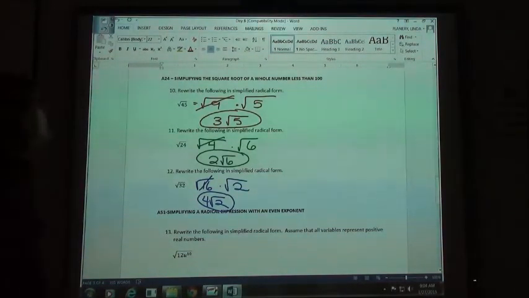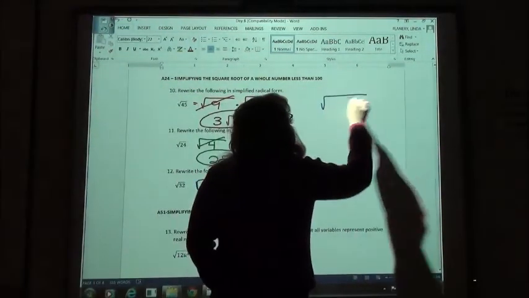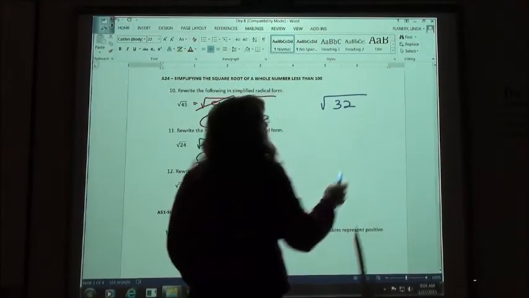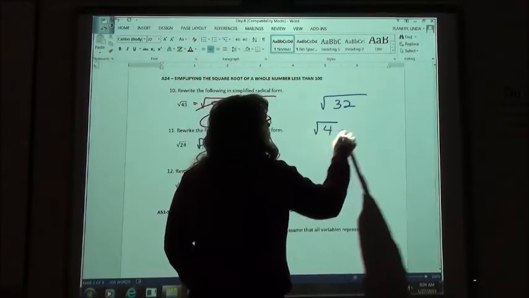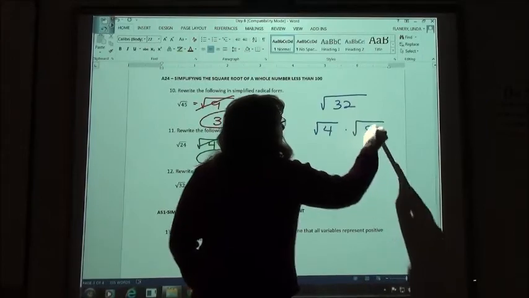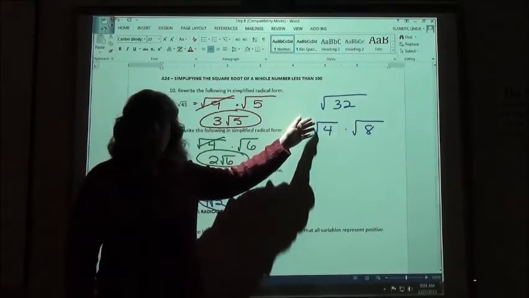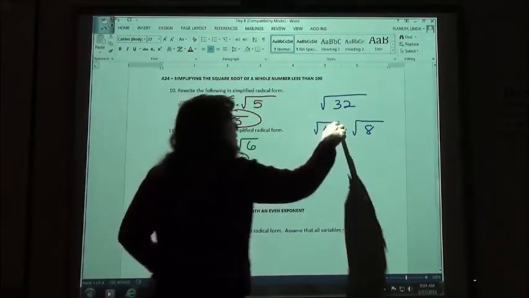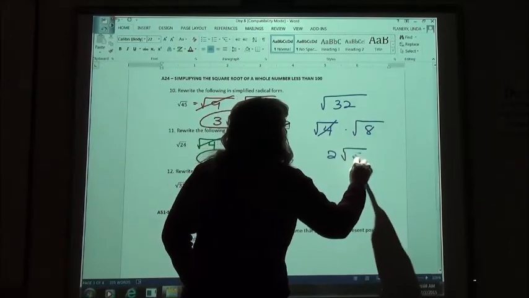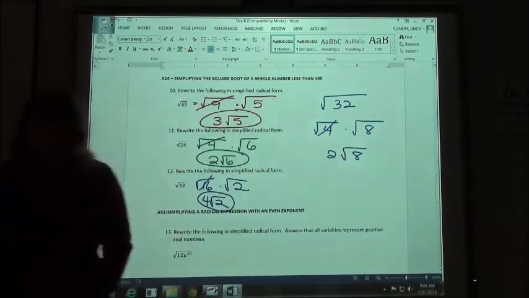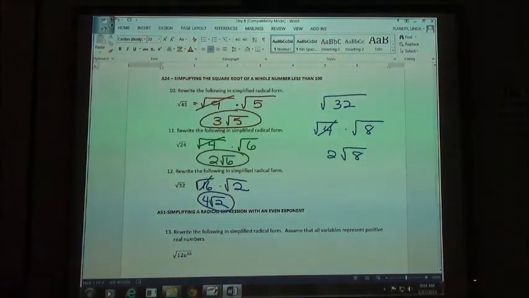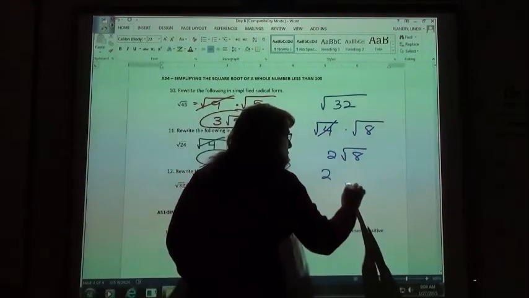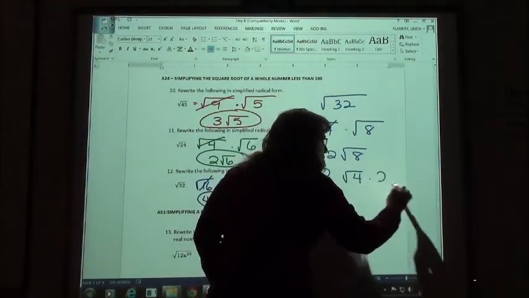Now what happens if Charlene said it's 4? 4 times what is 32? 8. The square root of 4 is 2, and I get 2 square root of 8. If I put 2 square root of 8 in, they're going to tell me it can be simplified further because 8 can be factored out, right? 8 can be written as 4 times 2.